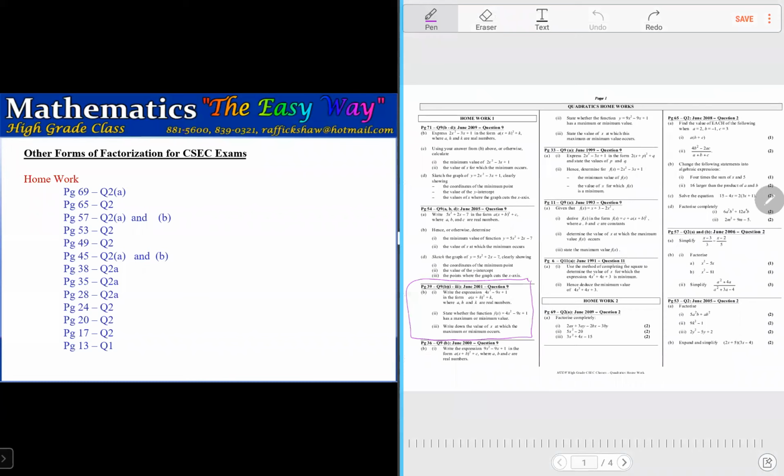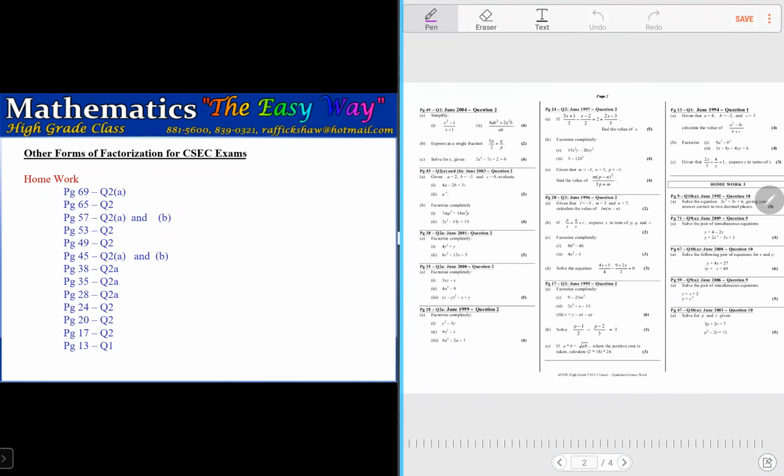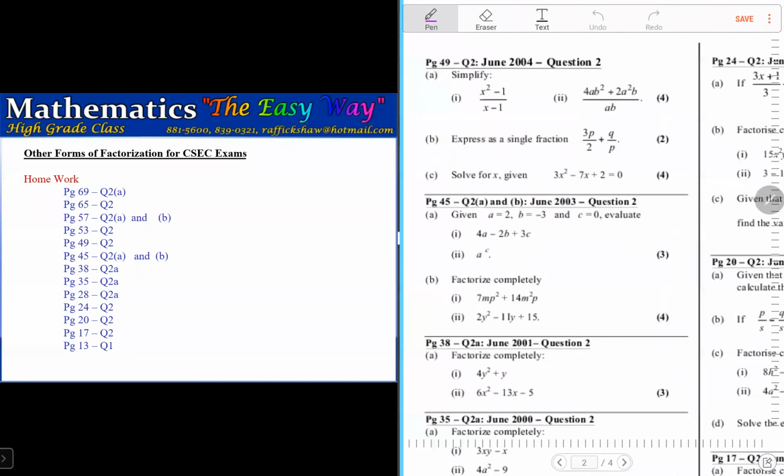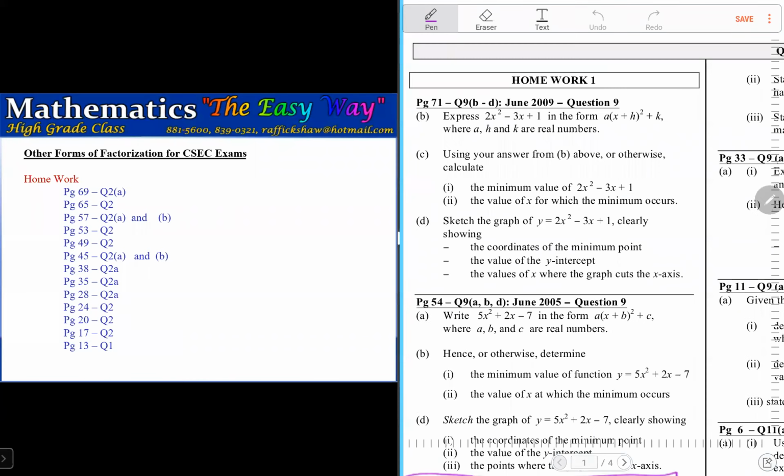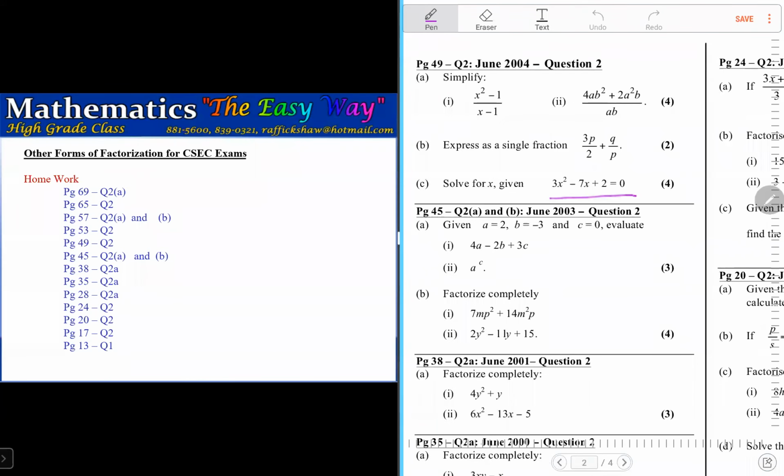Let me see if there are more on the next page. All right, somewhere on this page, there's an equation to solve right there. All right.